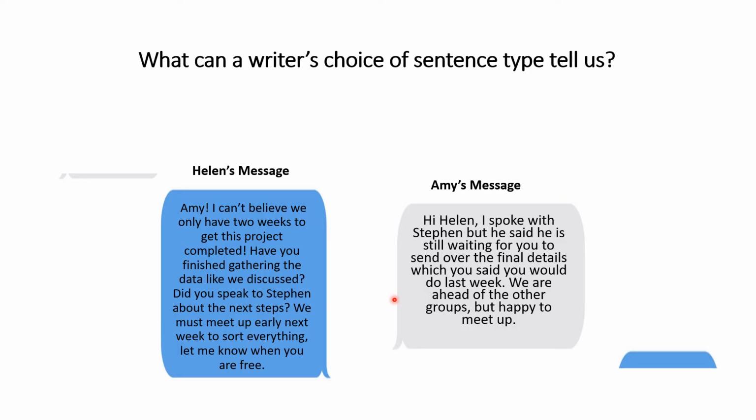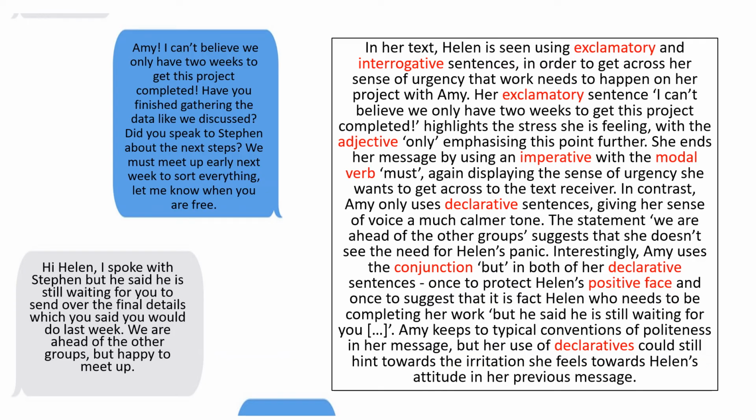She also protects Helen's positive face with the statement at the end, but happy to meet up. So she's still willing to go along with what Helen has said, even if she doesn't think it's necessary. There are a lot of different interpretations of these 2 texts that you could go into and you could pick out. So this is by no means an exhaustive list, it's just the things that I've picked out here. Our final thing today then, how do we take what we've seen in this text and write about it in an academic way? Here's my example.